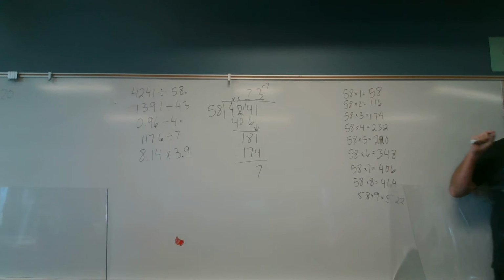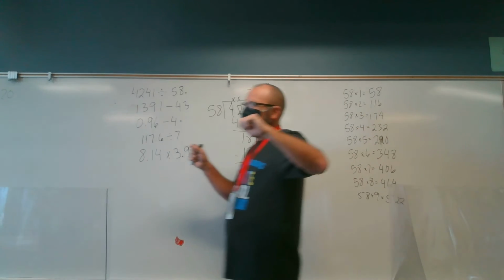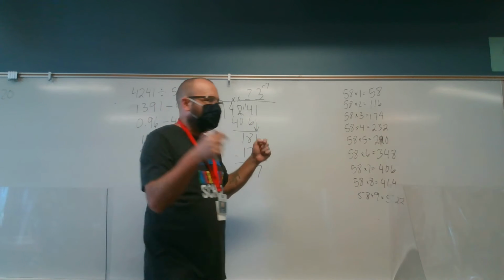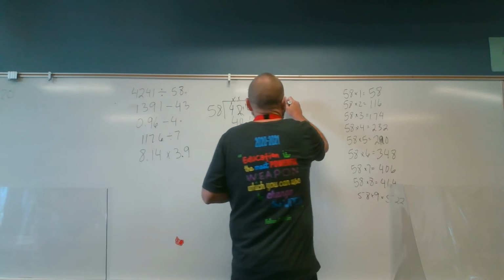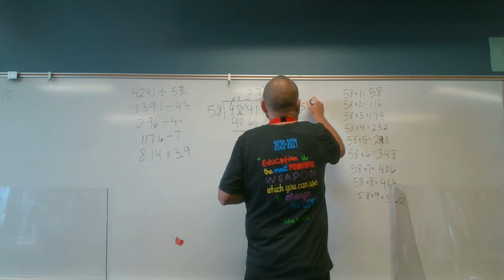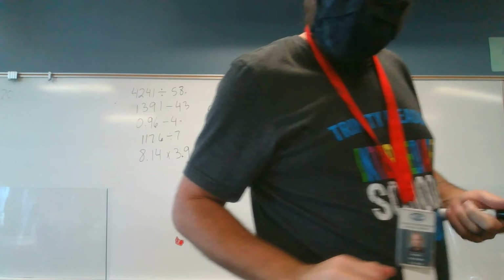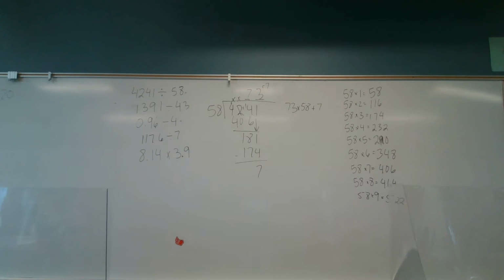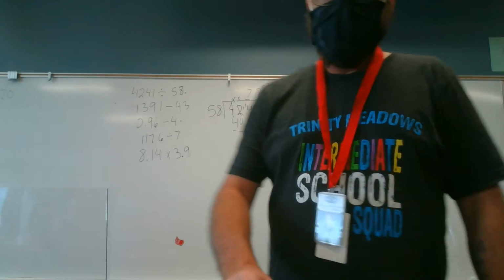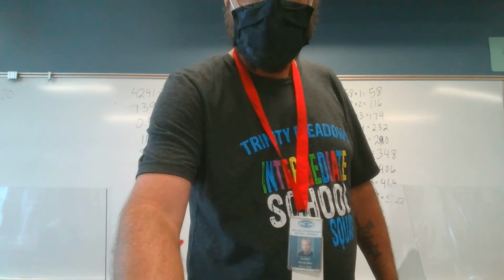Now, because I don't want to get a bad grade, I would check it. I'm not going to go through all the checking, but I'll show you how. You'd multiply 73 times 58 and add your remainder of 7. And that should equal, if we've done all our math correctly, 4,241. I'm going to pause this here for a second.